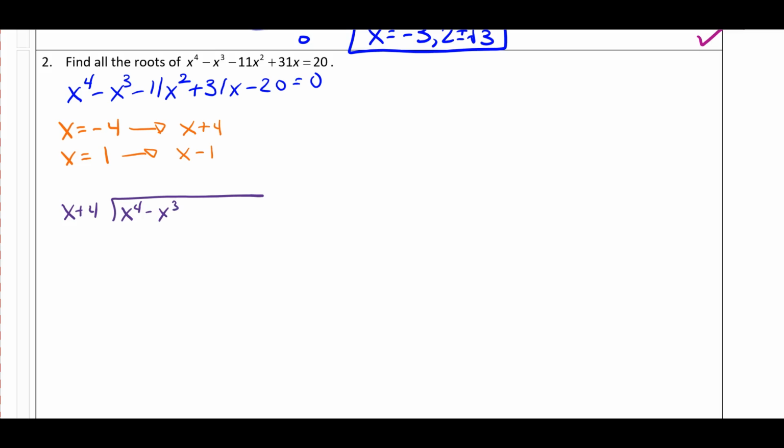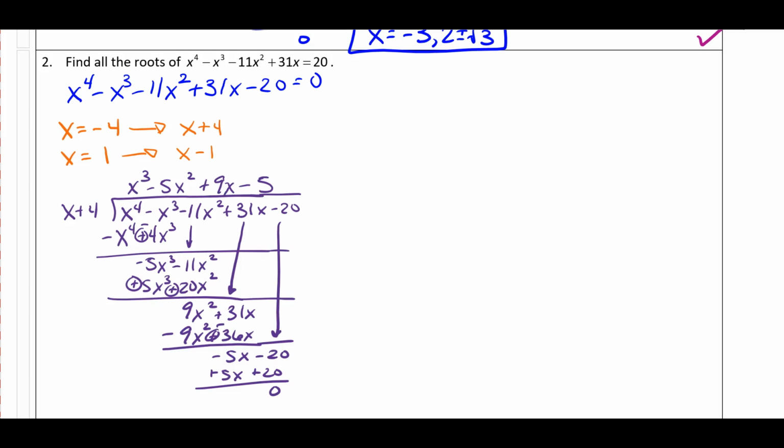So what I want you to do is once you get this set up, do the long division and see if we get the same answer for what's left. So go ahead and pause the video. Alright, so here's what we should have gotten: x cubed minus 5x squared plus 9x minus 5. Now, if we were to multiply x plus 4 times x cubed minus 5x squared plus 9x minus 5 back, we would get the original answer. But we're not trying to go back, we're trying to get factors.